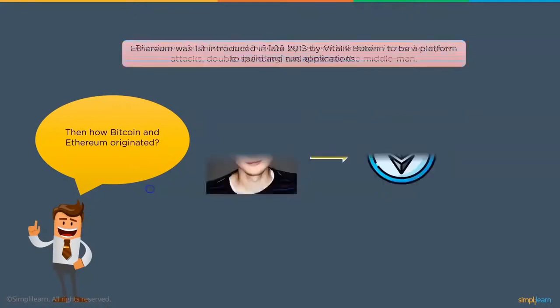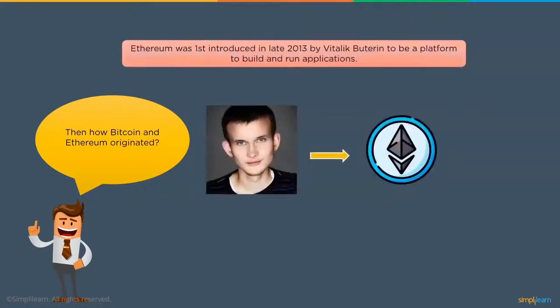On the other hand, Ethereum came into the picture years after Bitcoin. It was first introduced in late 2013 by Vitalik Buterin. After that, it was very quickly and widely adopted because it offered a platform to build and run applications without any downtime, fraud, or interference of any third party. Ethereum serves as a computing platform that enables its developers to build and deploy their decentralized applications.